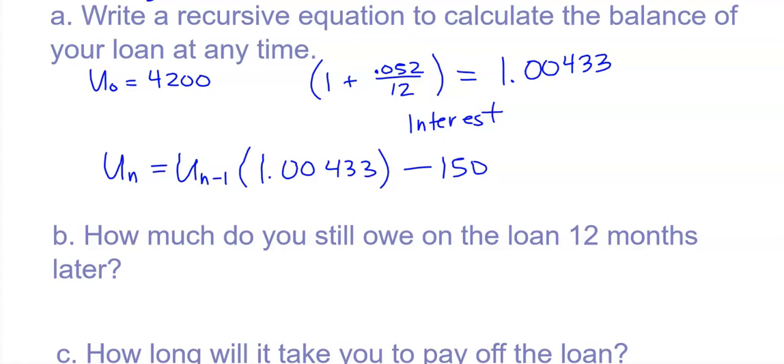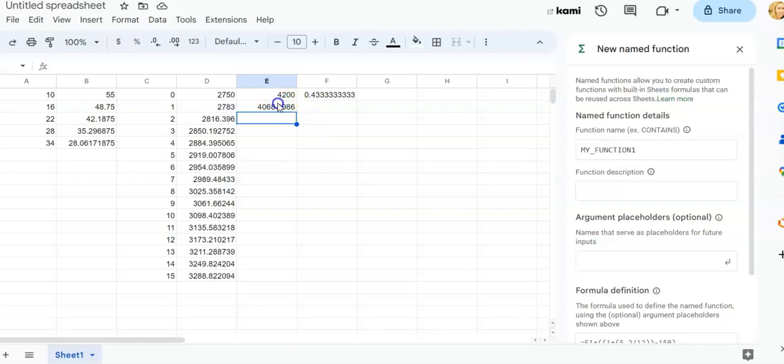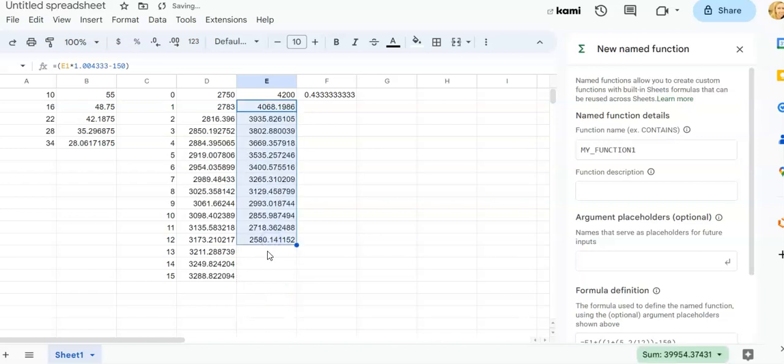Okay? So now, if we want to know how much we owe after 12 months, if we're looking for u sub 12, then we can just grab Google Sheets or grab a graphing calculator. Whatever you prefer is really fine. I'm going to pull up Google Sheets, and I already have this one in here. I did 4,200, and then I typed the formula in there. Pause if you need to see that. Hit enter, click, drag it down, and we just need to go down to after 12 months.